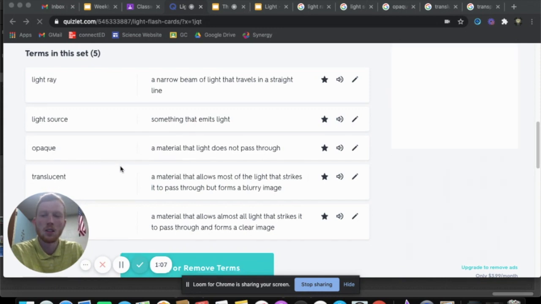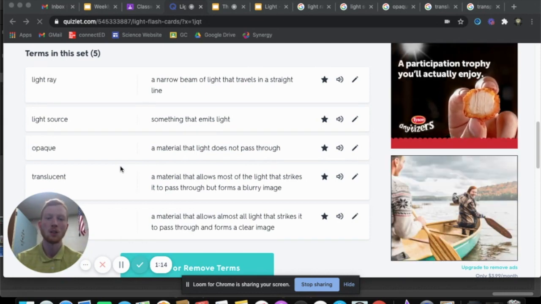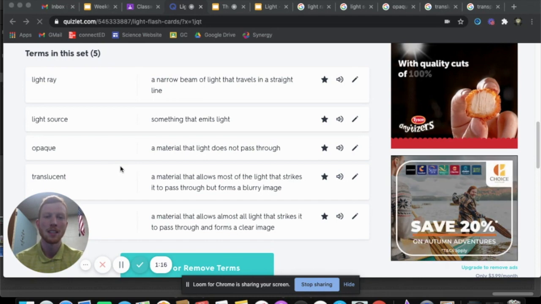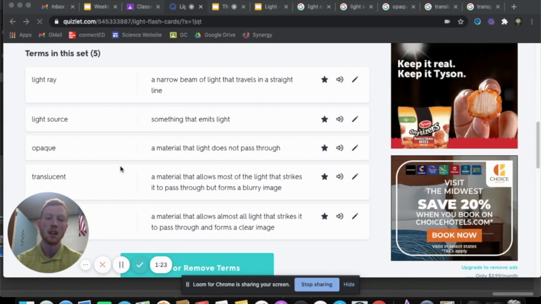Okay, translucent means a material that allows most of the light that strikes it to pass through but forms a blurry image. Think like a piece of paper. Okay, you are going to be able to see the flashlight on the other side, but it's not going to be nearly as clear as if that paper wasn't in the way.